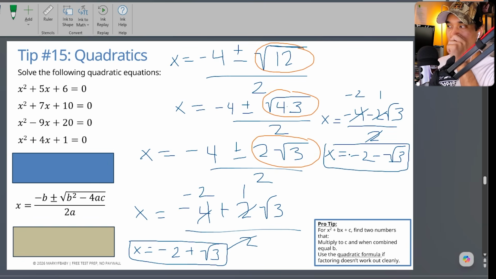Okay. So again, let's go over the pro tips. For x squared plus bx plus c, find two numbers that multiply to c and, when combined, equal b. Use the quadratic formula if factoring doesn't work out cleanly.